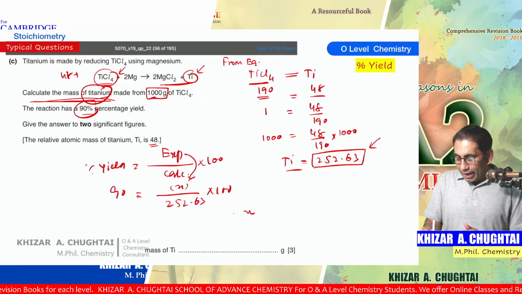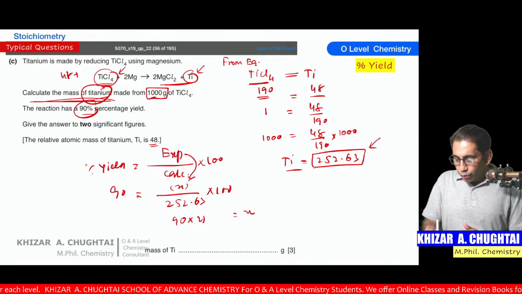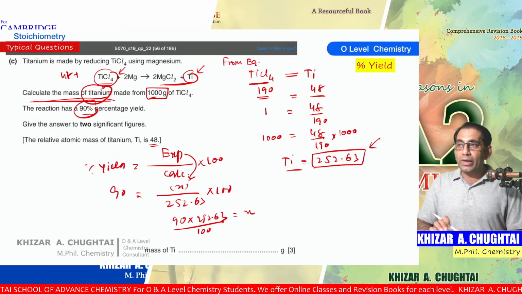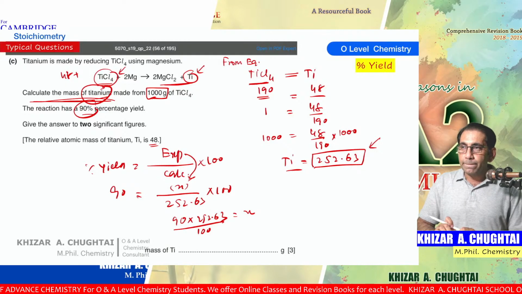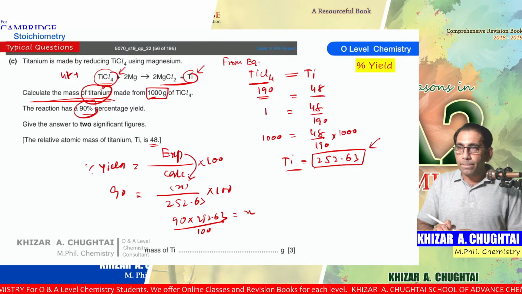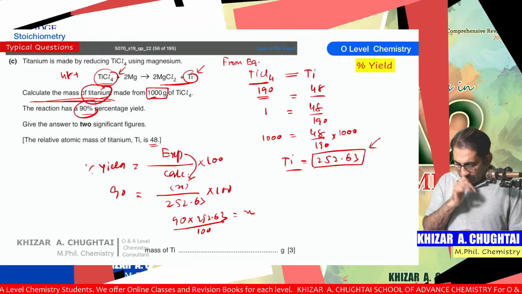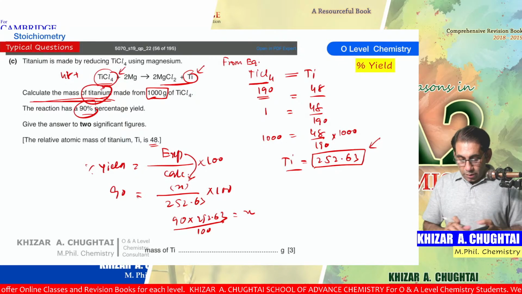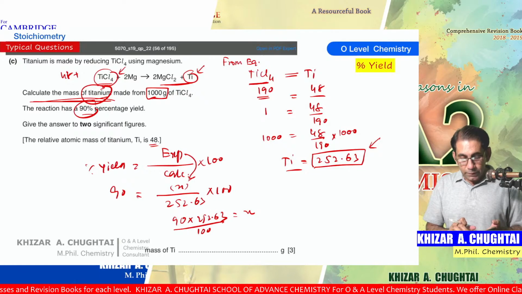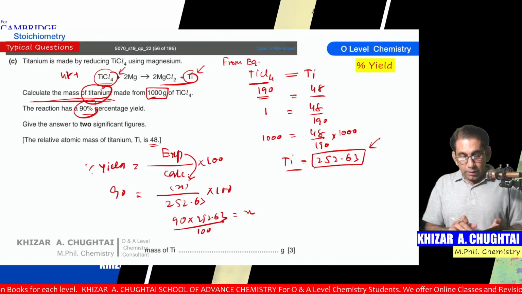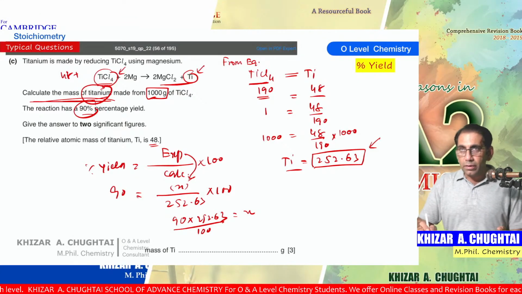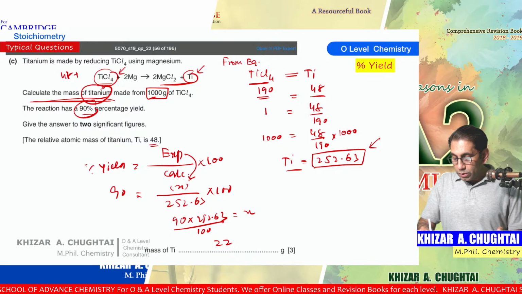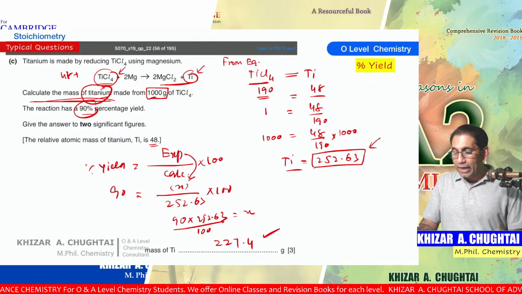Once again, what is equal to x? X is equal to 90 into 252.63 and divided by 100. Please let me know what is the answer. What is the answer of this expression? Multiply by 90 divided by 100, that is equal to 227.4. 227.4, and I think it's a correct option.